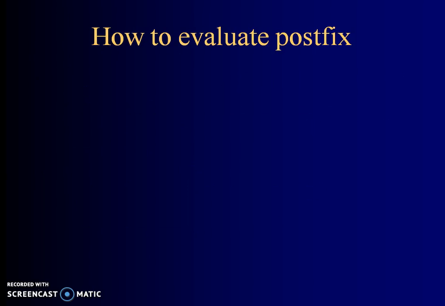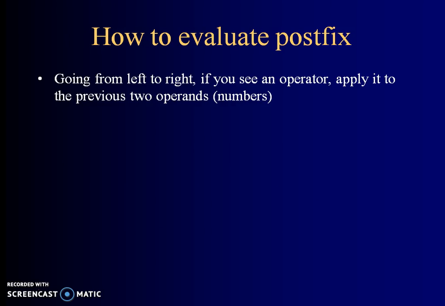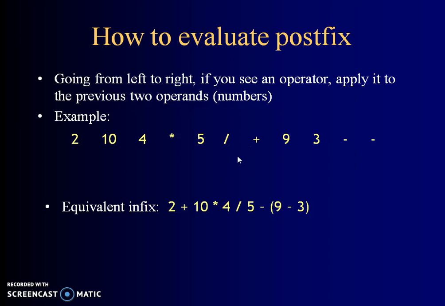Now let us go for how to evaluate the postfix expression manually. Going from left to right, if you see an operator, apply it to the previous 2 operands. Generally it will be numbers. So let us go for an example. If we consider this 2, 10, 4, star, 5, division, plus, 9, 3, minus, it is an example of a postfix expression. For this, the equivalent infix notation will be 2 plus 10 star 4 by 5 minus 9 minus 3.